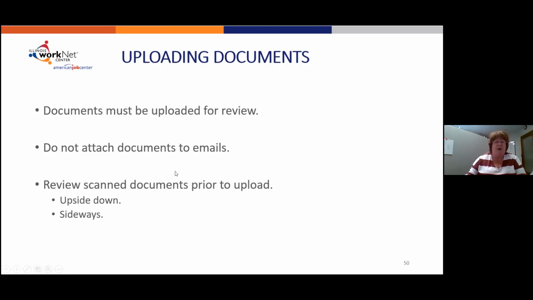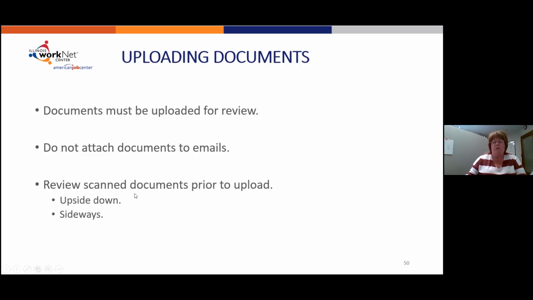Do not attach documents to emails. Most of those documents have what we call personally identifiable information on them. That is why we have the upload feature in IWDS. We do not want documents in emails. We are not supposed to do that.